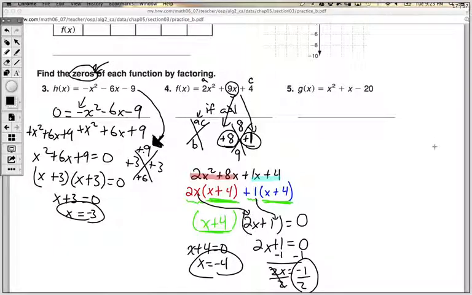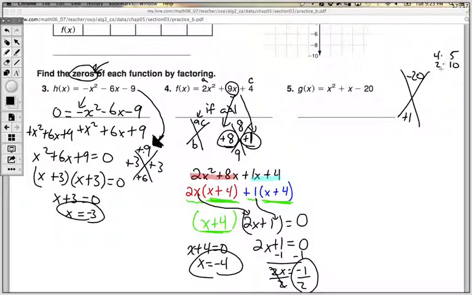Awesome. Okay, I promise number 5 is actually easier. Ready? Okay. Here we go. So we got x squared plus x minus 20. So we got to multiply to negative 20, but add up to positive 1. Okay, what kind of numbers multiply to 20? So we got like 4 times 5. We got 2 times 10.